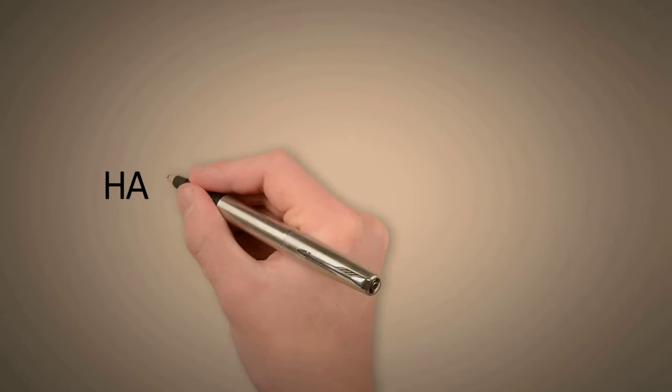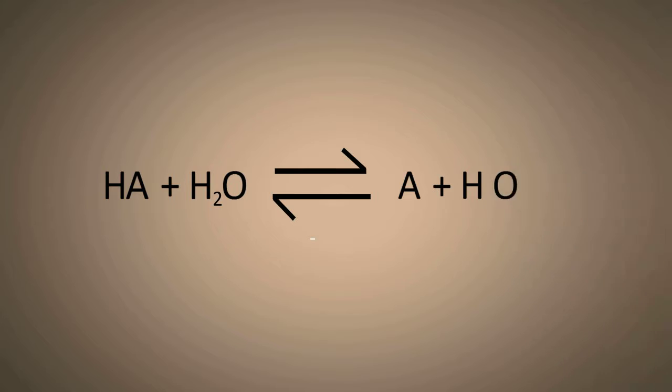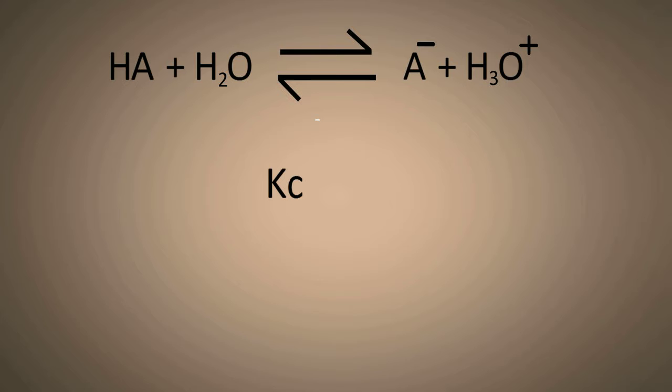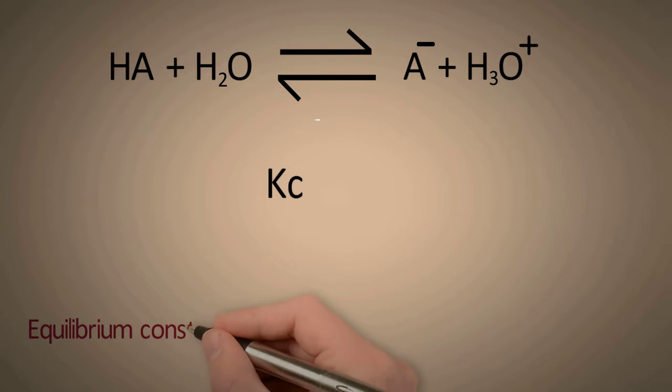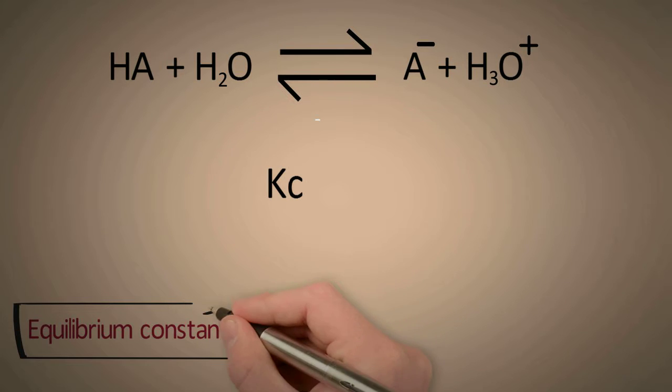So let's look at a basic reaction. We have the acid HA reacting with a water base to form its conjugates, and again it is in equilibrium. To know its strength, we want to know where in equilibrium it is. And by using the equilibrium constant Kc, it tells us how complete a reaction is at equilibrium.